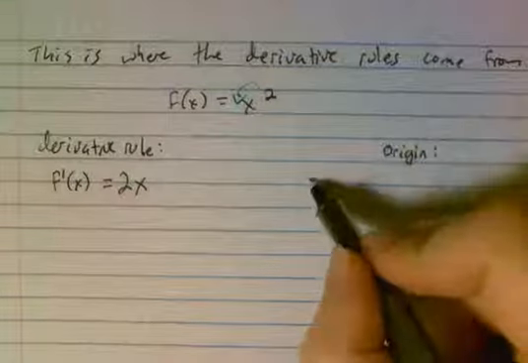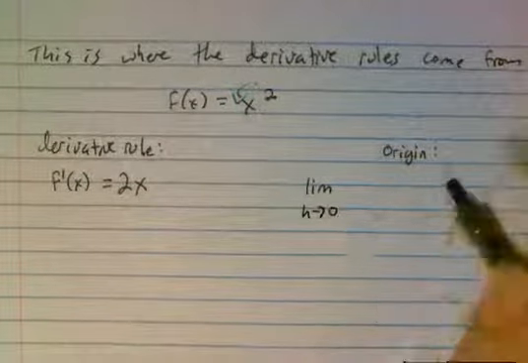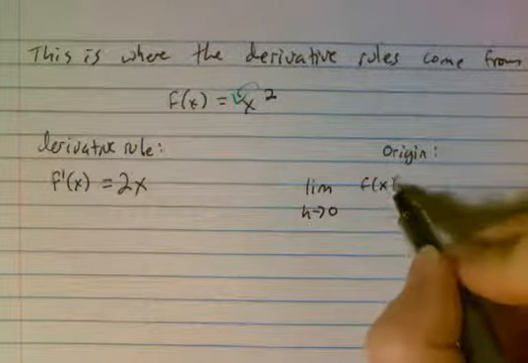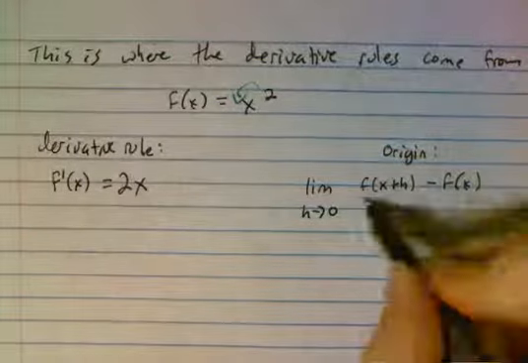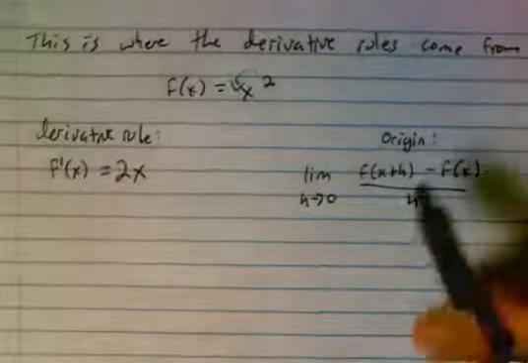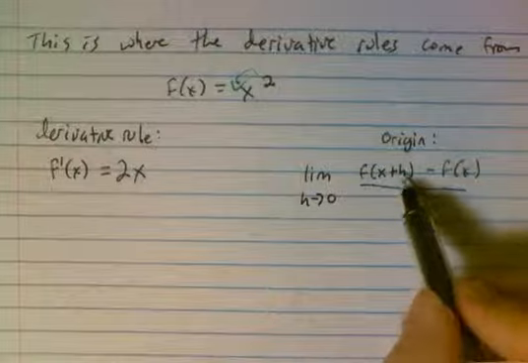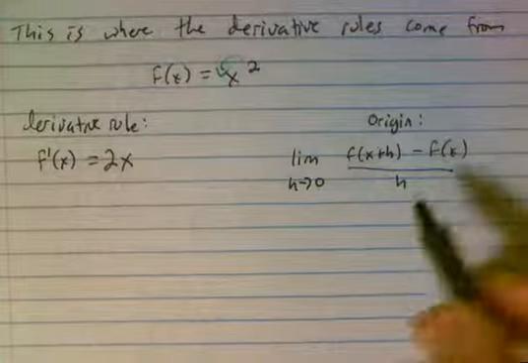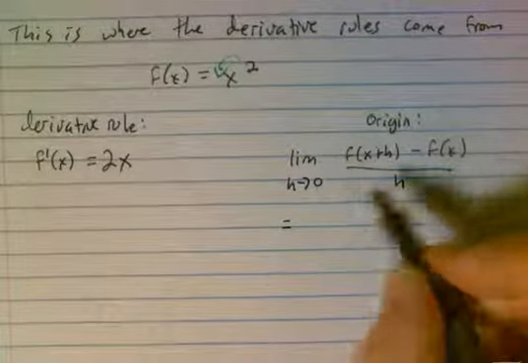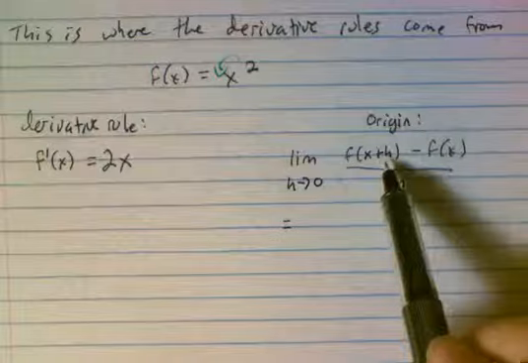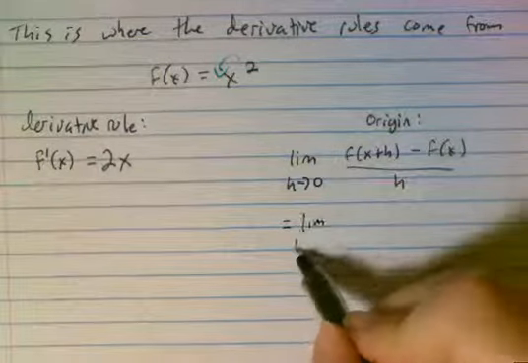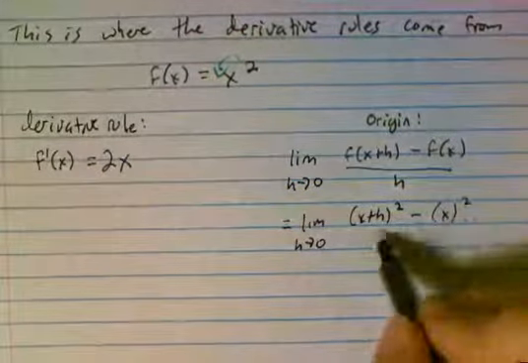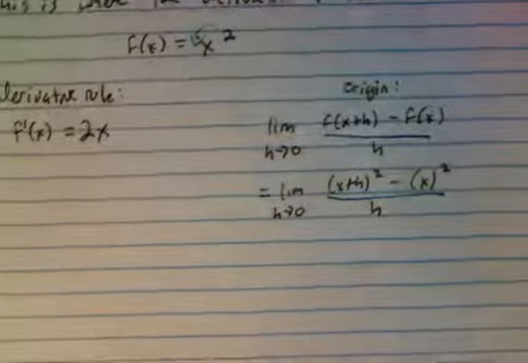We started off with the limit as h approaches 0 of f of x plus h minus f of x all over h. And because we've got this 0 right here, and we put 0 in here, we just said f of x minus f of x, we get 0 over 0, and so we have to massage it and cancel something out before we can find the limit. So f of x is x squared, so we're going to do x plus h squared minus x squared.